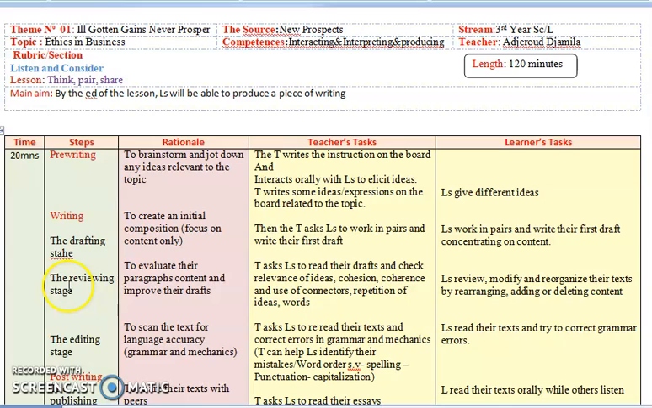The third stage in the writing phase is the editing stage. The rationale is to scan the text for language accuracy. Here we look for grammar errors and mechanics. The teacher asks learners to reread their texts and correct errors in grammar and mechanics. Teacher helps learners in identifying their mistakes: word order, subject, verb, spelling mistakes, punctuation, capitalization. So this is a second correction. Learners read their texts and try to correct grammar errors.